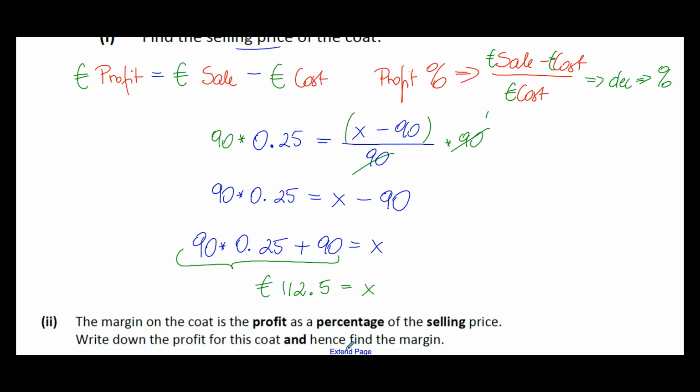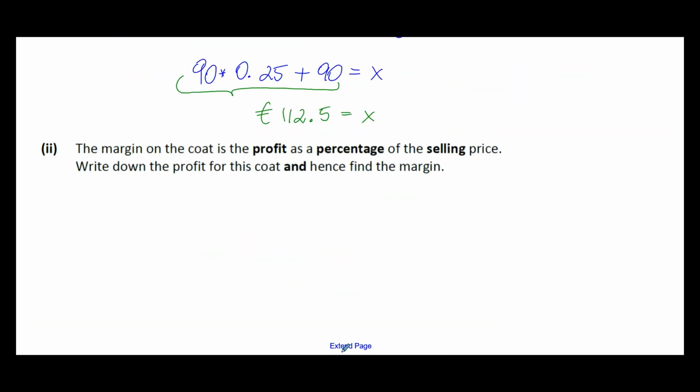Okay, let's have a look at the next part of this question. The margin on the coat is the profit as a percentage of selling price. Look, they are highlighting all the words. And they are saying, write down the profit for this coat and hence find the margin. So first we write down the profit, and then with that knowledge we can find the margin.